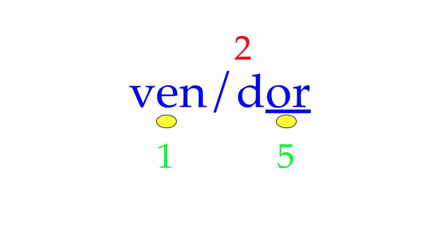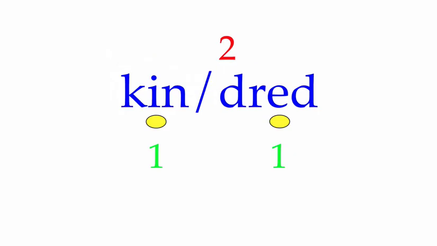Vendor. Kindred. We are kindred spirits. Kindred. Kin, 3 sounds. K, I, N. Dread, 4 sounds. D, R, E, D. Kindred. Mark the word. Kindred. So for spelling, we pronounce this word kindred. For speaking in a conversation, the word would be pronounced kindred.